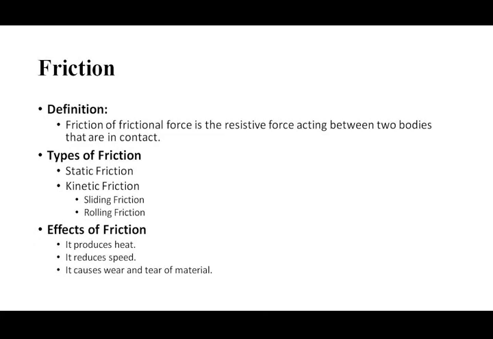Now let's move on to effects of friction. So what does friction do? First thing is, it produces heat, it reduces speed, and it causes wear and tear of material. Let's look at it in a different way. How do we understand this? Take both your hands and rub your palms together. Put your hands together and just rub them. Due to friction, after some time your hands will get warmer. The heat is produced because of this friction, and we can use this in many things.